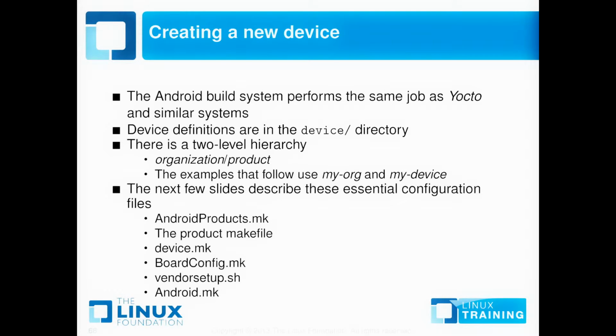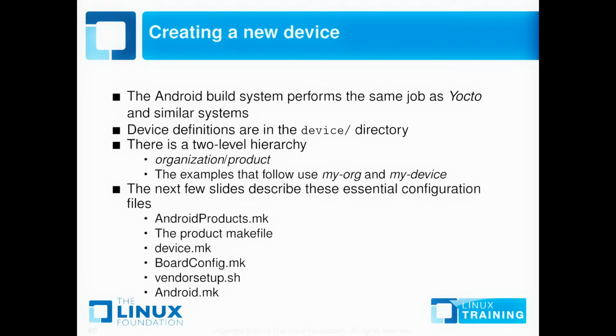Okay, so now we're going to look at how to create a device profile for using an Android build system. So the situation here is you've got a new piece of hardware, you want to run Android on that hardware. It does the same kind of job that things like Buildroot and Yocto do for regular embedded Linux. There is a fairly straightforward hierarchy. There is a subdirectory in the devices directory, one for the organization, and within that there is a subdirectory for each product that organization builds. In the examples that follow, I'm using my-org for the organization and my-device for the device.